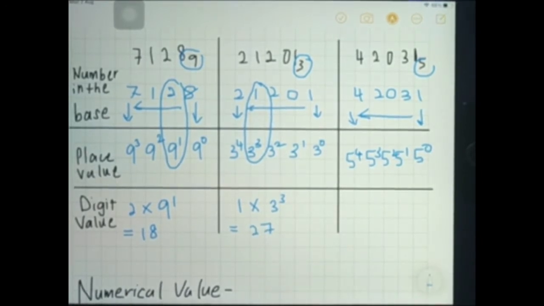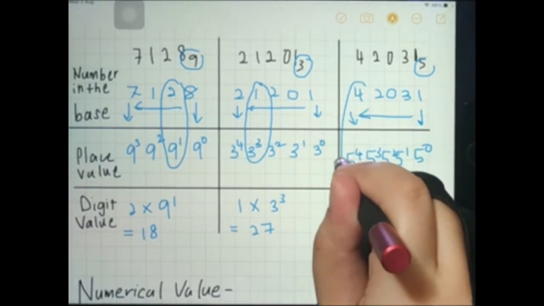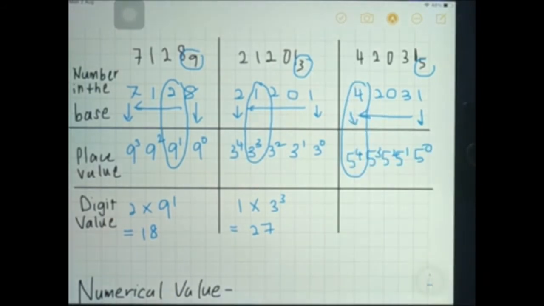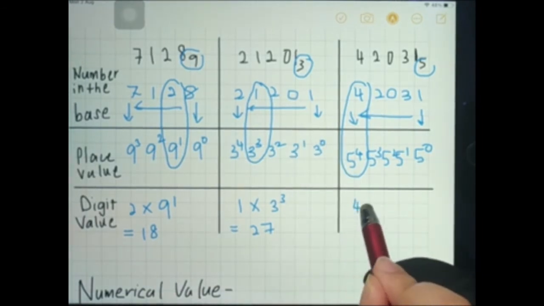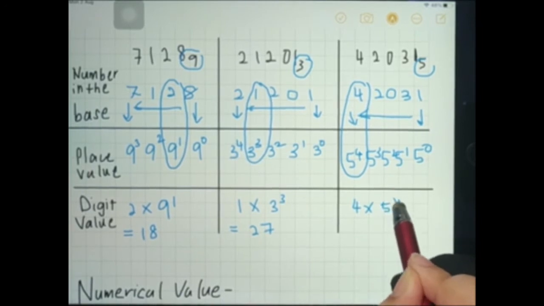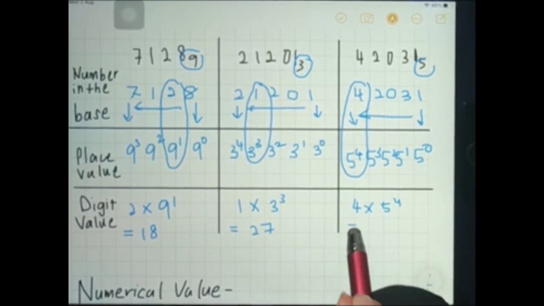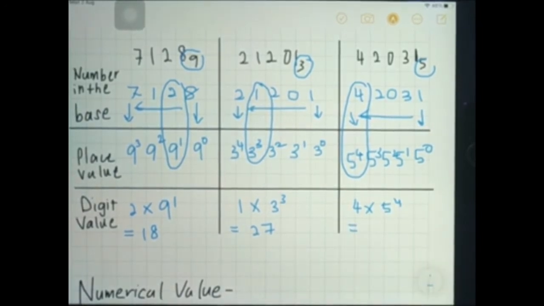For the last example here, let's take digit 4 and the place value 5 to the power of 4. So the digit value of 4 is 4 times 5 to the power of 4, which equals 2,500, because 5 to the power of 4 is 625, and when we multiply it by 4, we get 2,500.